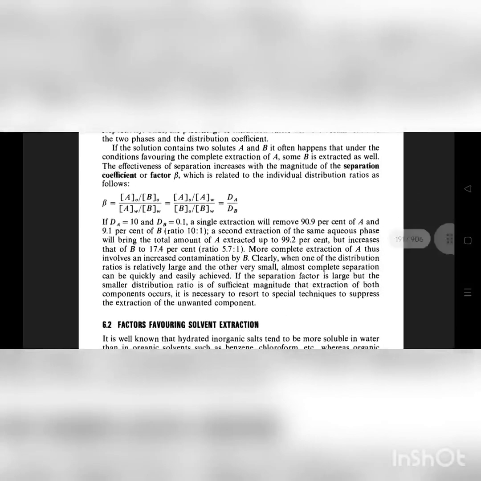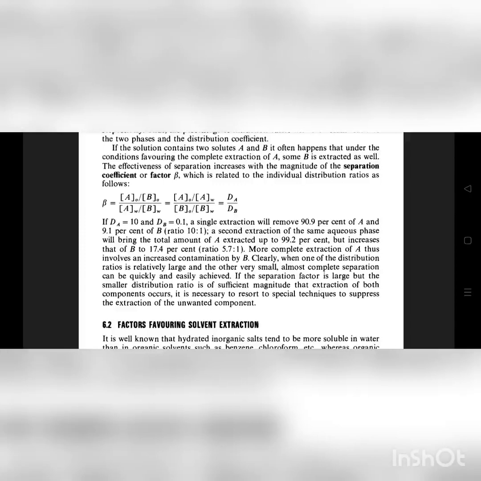If the solution contains two solutes A and B, it often happens that under the conditions favoring the complete extraction of A, some B is extracted as well. The effectiveness of separation increases with the magnitude of the separation coefficient or factor β, which is related to the individual distribution ratios as follows: β = (A₀/B₀)/(Aw/Bw) = (A₀/Aw)/(B₀/Bw) = dA/dB.